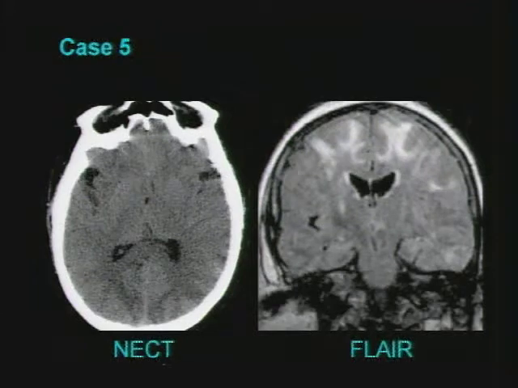Got a non-contrast CT first, to make sure she didn't have a huge hemorrhage. There was no evidence of hemorrhage, and this is her CT. And then she has a coronal FLAIR. We did an MR after this, and you can see this extensive abnormal signal intensity, which appears to be confined to the subcortical white matter.